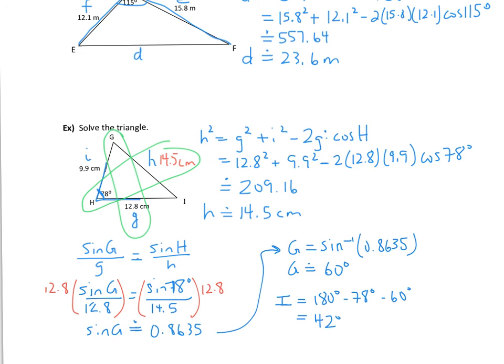Alright, so I've used my sine law. I got angle G to be about 60 degrees, and then I used the angles in a triangle add to 180 to get that angle I is about 42 degrees there. So hopefully that makes sense. The next lesson will be what to do if you've got all three sides and you need to solve for the angle.